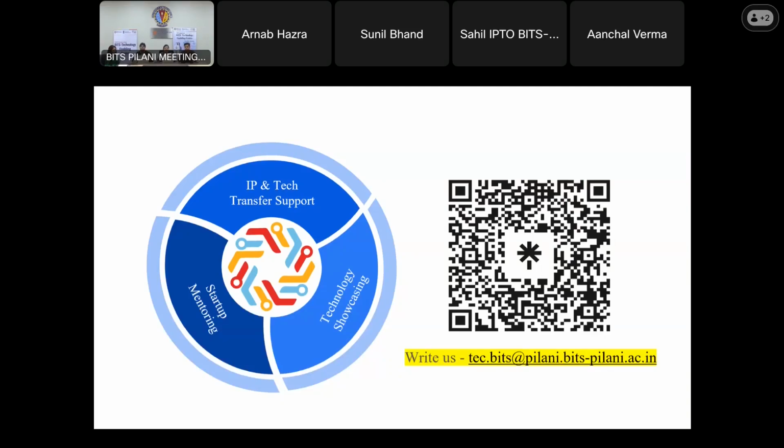Thank you very much, Sahil, for apprising our audience about the Technology Enabling Center at BITS Pilani, our activities and our resources. Now I will invite our co-coordinator, Mr. Rajneesh Kumar, to give a vote of thanks.